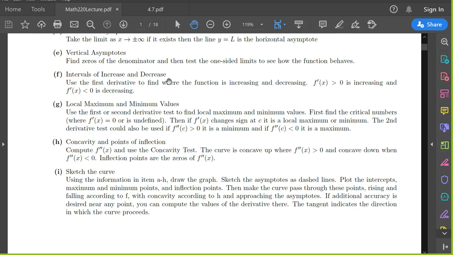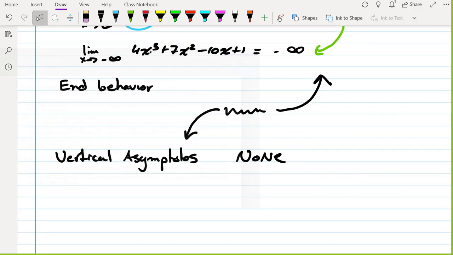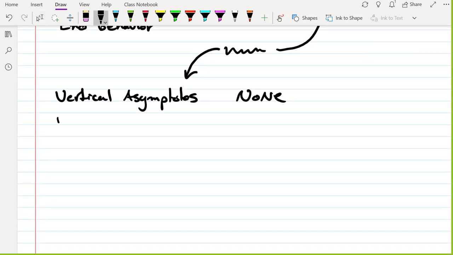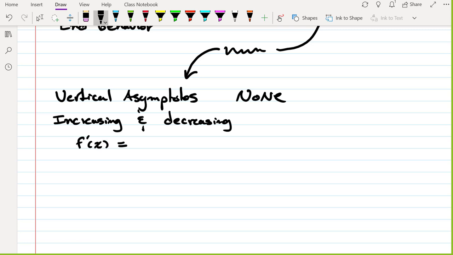So now F says find our intervals of increasing and decreasing. So our intervals of increasing and decreasing are going to be found by using our first derivative test. So we take our derivative, so the derivative f prime is going to be 12x squared plus 14x take away 10.